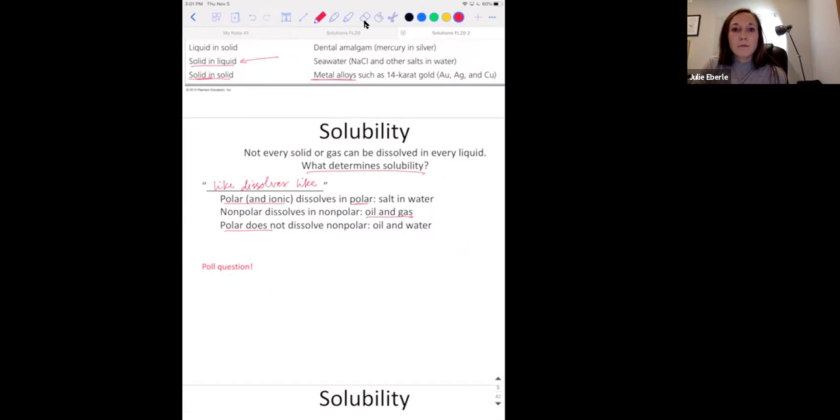All right, based on the concept like dissolves like, which of the following solutes would be soluble, meaning it would dissolve in acetone? Now you've got to think about acetone for a second. You have CH3COCH3. And if you remember, we talked about acetone in chapter 8 as an example of dipole-dipole interactions, meaning molecules of acetone are polar.